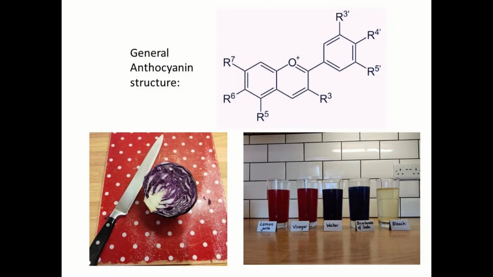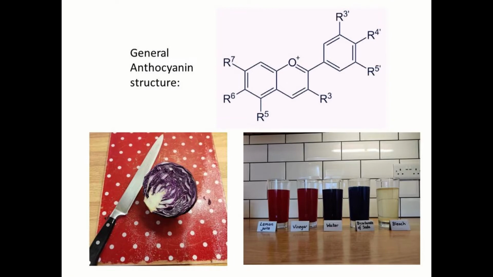One indicator that can easily be made at home is red cabbage indicator. Red cabbage contains various anthocyanin pigments. Anthocyanins are a class of flavonoid that react with both acids and bases. In acidic conditions, such as the addition of lemon juice and vinegar, it turns red. In the neutral conditions of water, it remains purple, and on the addition of a weak base, like sodium bicarbonate, it turns blue, and for a strong base, such as bleach, it turns yellow.